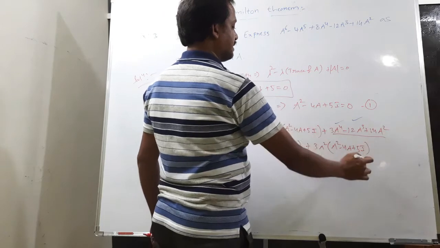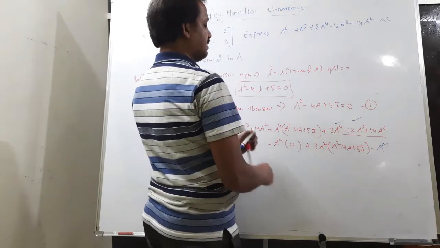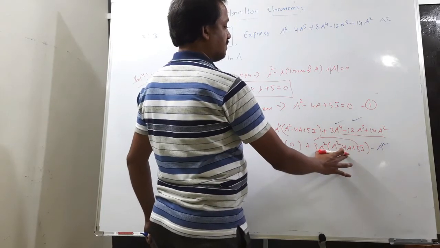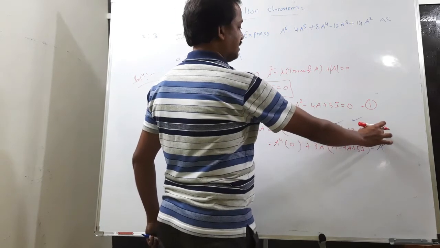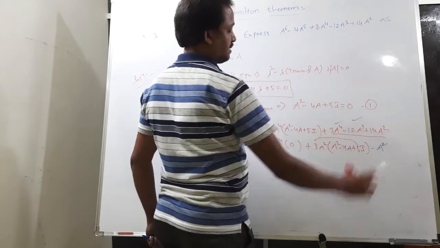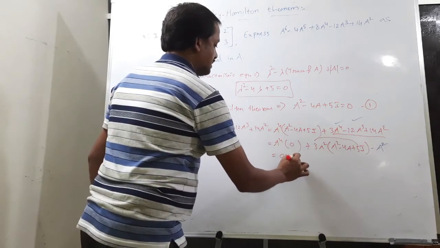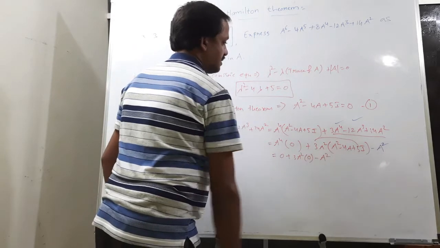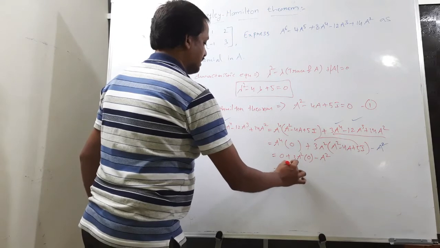Here we have 14A square, which means we need to subtract with minus A square. Here 3 fives is 15A square available. Here we are writing 15A square, but we have only 14, so we need to subtract 1A square. So this will become 0 plus 3A square into 0, and the remaining is minus A square. Since equation 1 holds, it is equal to minus A square.